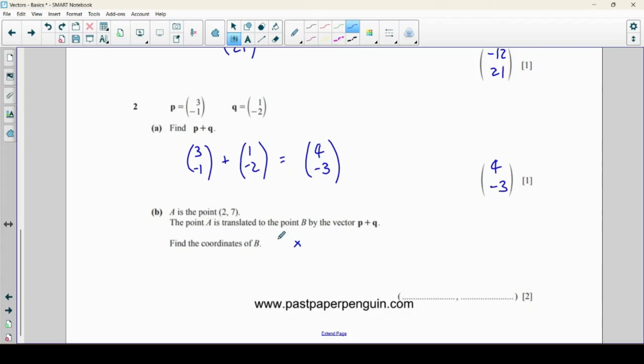So here's our point A, (2, 7), and it's translated by this vector, so it's going to go 4 to the right and 3 down. So 1, 2, 3, 4 to the right, 1, 2, 3 down. Well, 4 to the right of 2 is 6, just by adding that on. 2 add 4 is 6. And 3 down from 7 is 4. Yeah, 7 add minus 3 is 4. So point B must be (6, 4).